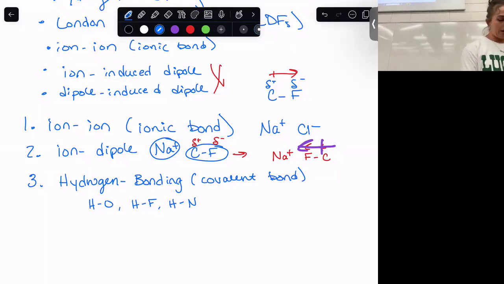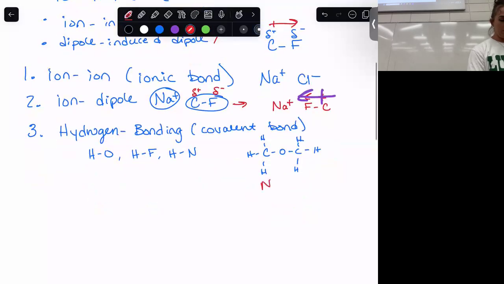Okay, if you have something like this molecule here, can that molecule hydrogen bond? No, right? Because the hydrogens are only bound to the carbons. There's nothing bound to that oxygen. So this one is no hydrogen bonding.